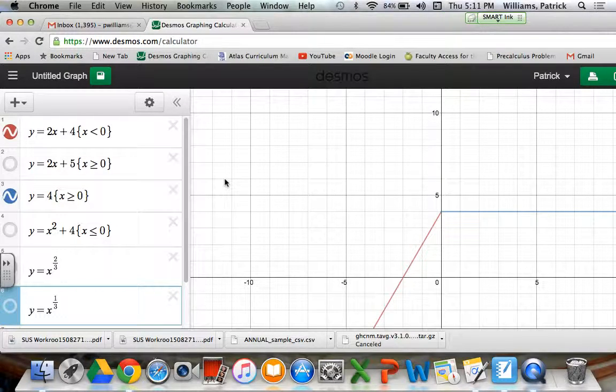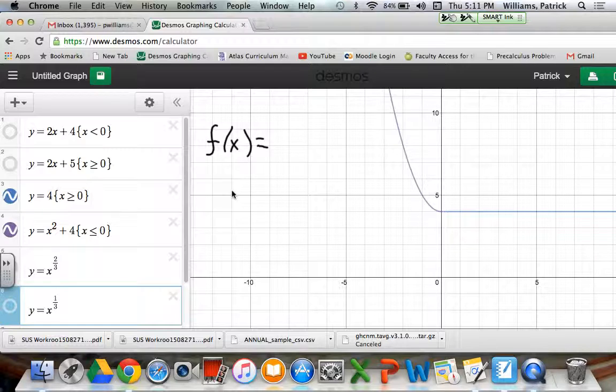So let's look at another example that's a little bit closer to this, but now we're going to switch things up. What if we have a function like this? Well, if we have this particular function, we can write it as x squared plus 4 for x is less than 0, and 4 for x is greater than or equal to 0.